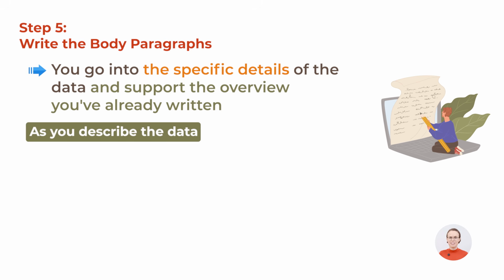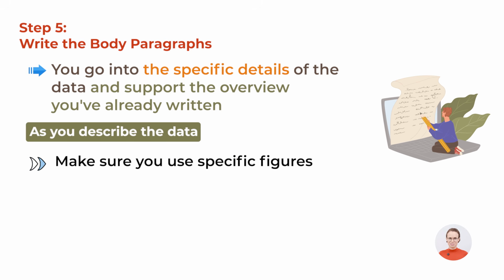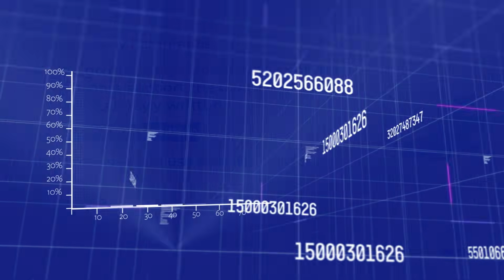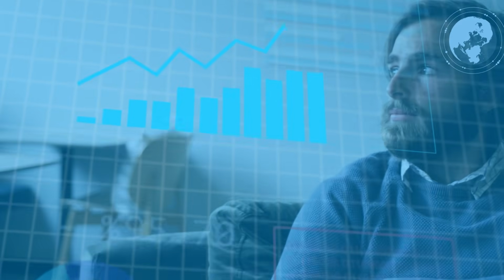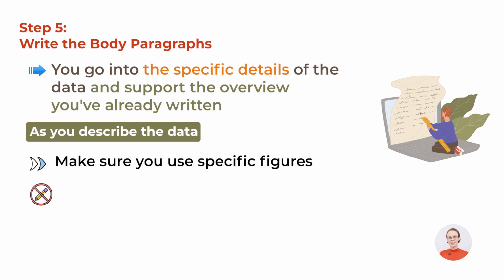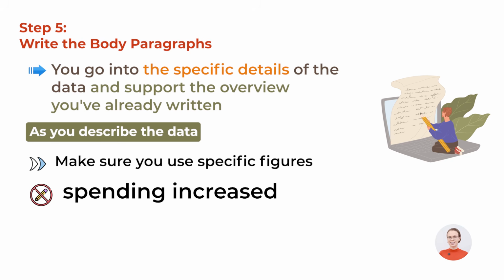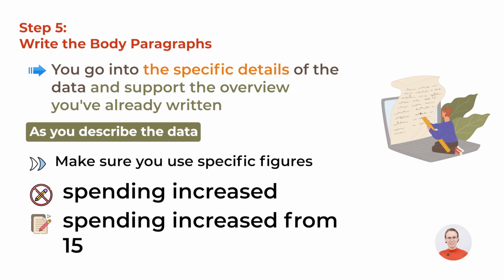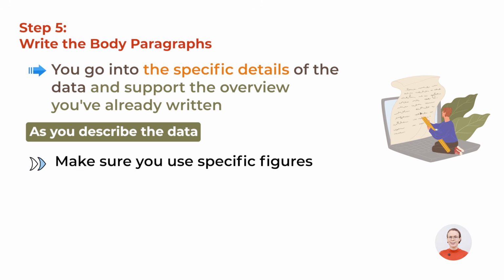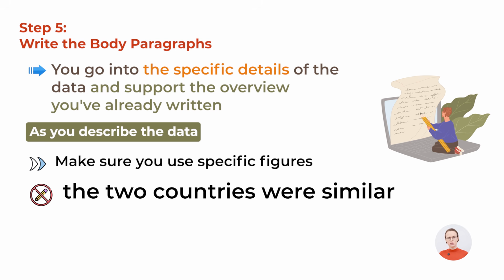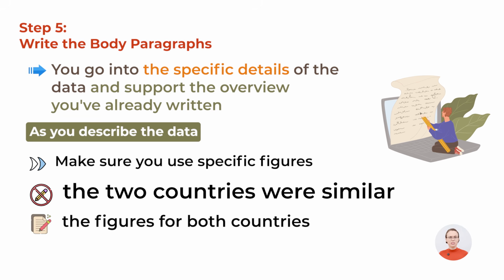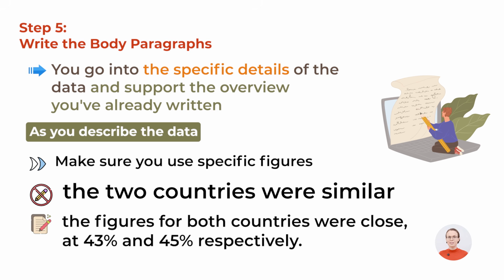As you describe the data, make sure you use specific figures. Numbers give your answer precision. They also show the examiner that you have understood the data accurately. Instead of writing spending increased, write spending increased from 15% to 27%. Instead of the 2 countries were similar, write the figures for both countries were close at 43% and 45% respectively.